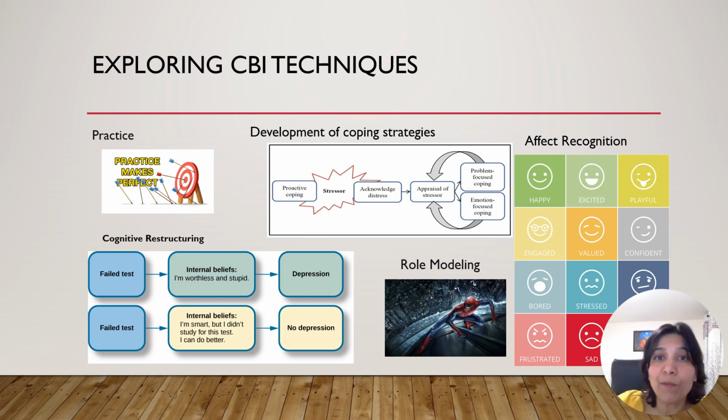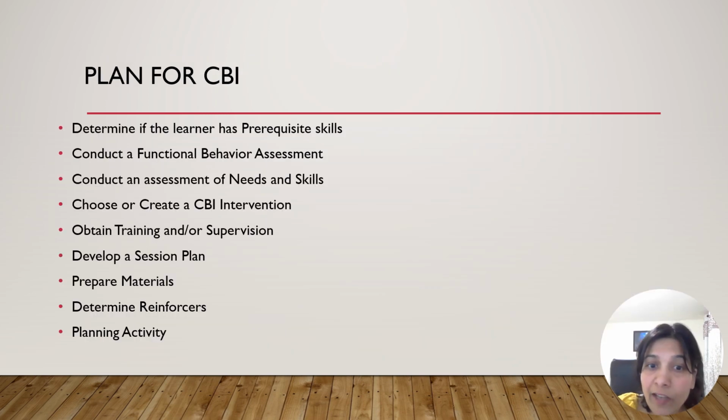When we are planning for CBI, we have to follow certain steps. Step one is determine if the learner has prerequisite skills and is ready to take the CBI therapy. Then we have to find out the target behavior, needs and skills, and then we have to find out the CBI interventions. We need supervised trainers, develop a session plan, prepare the materials for recording and monitoring, determine reinforcer interest, and then planning structure.